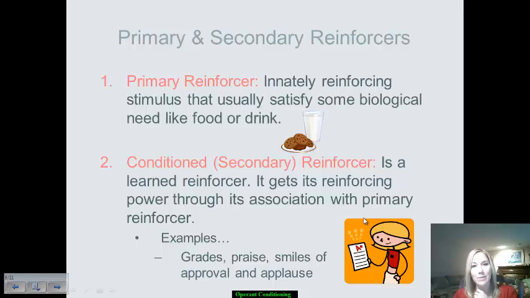Money is a secondary reinforcer. Money's paper. That's all that it is. Okay? If you were to go to Japan and then come here to the United States and try to pay somebody in yen, which is their currency, it wouldn't mean anything. Okay? So money is a secondary reinforcer.